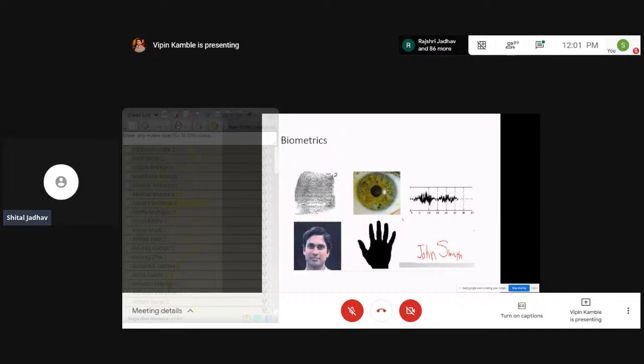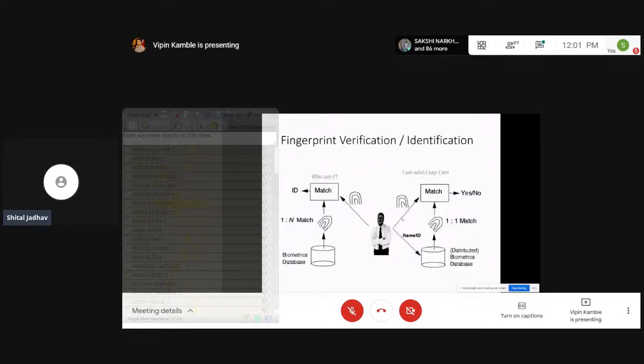Then you have complete hand analysis. At last, the signature is there. So all these biometric analyses are possible in image or computer vision itself, without even going into hardware. You require only one camera to do it. Or in case of ECG, you require the corresponding sensors.